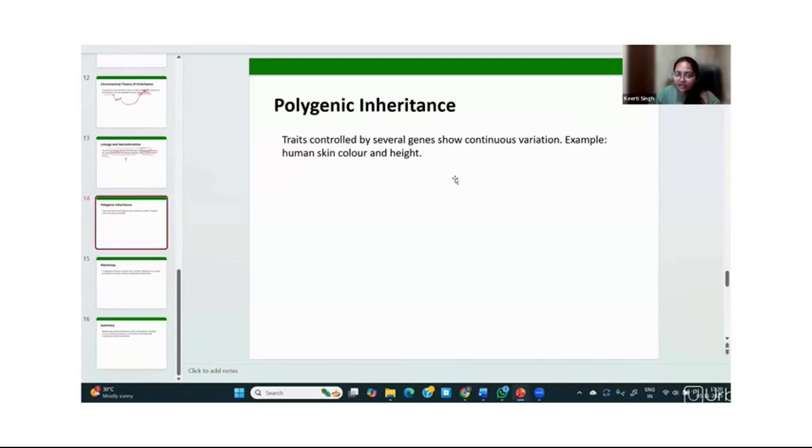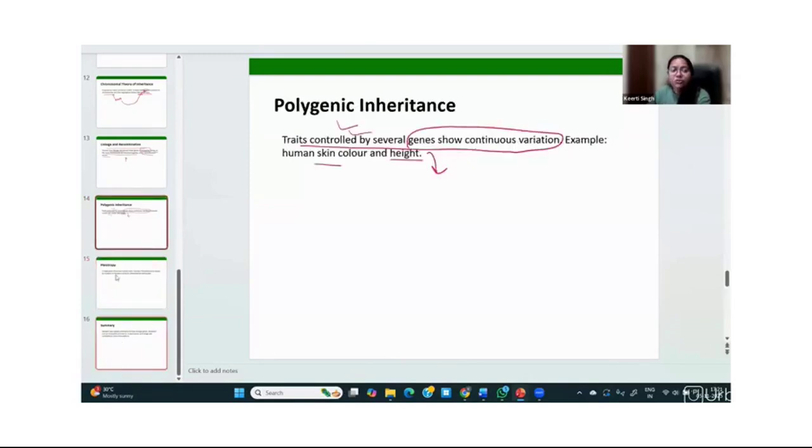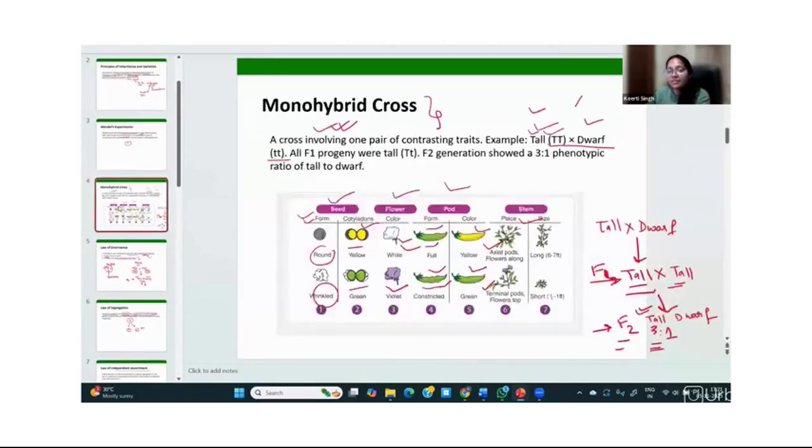Another term is polygenic inheritance. That is, the traits are controlled by several genes. Earlier, we have seen that only a single gene is controlling a single character, but now we know that traits are controlled by several genes. For example, human skin color and height. When we study these traits, we will consider how these alleles are actually working, right? So we will study each and every Punnett square that was discussed by Mendel.